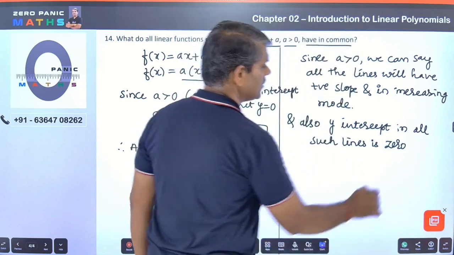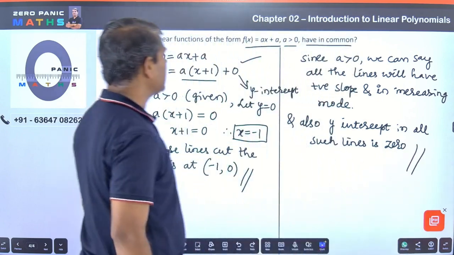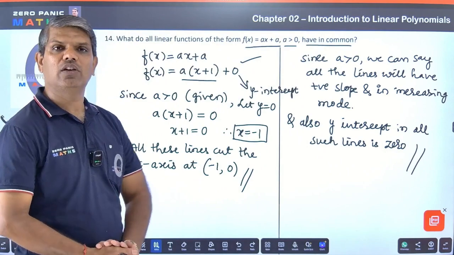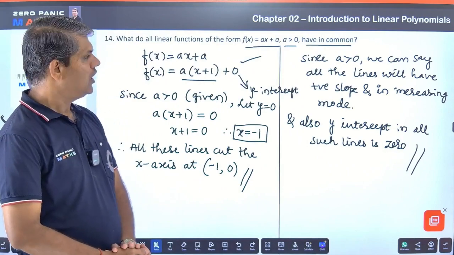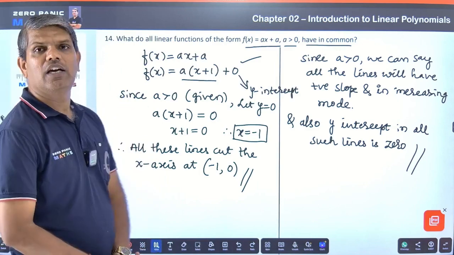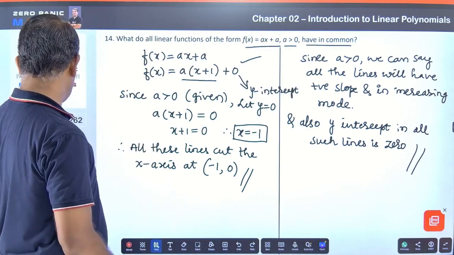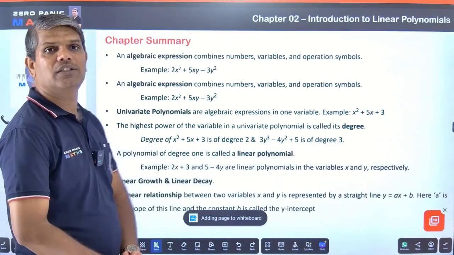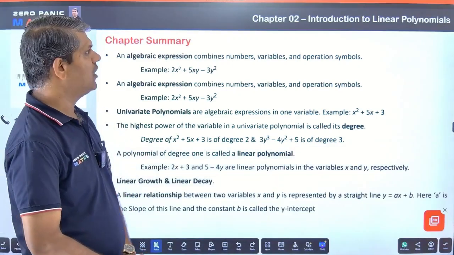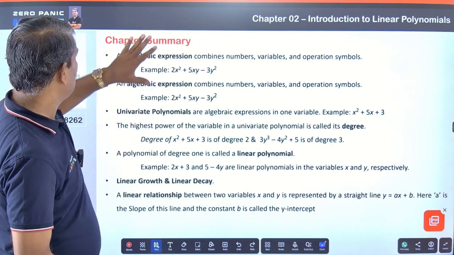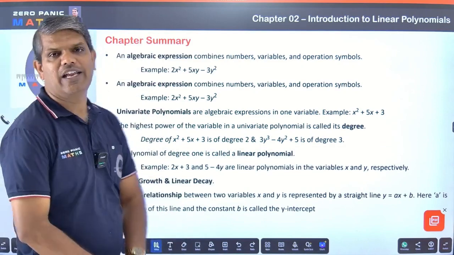Okay, so that is the last common point that you can observe. Understood this? Okay, so now this completes problem number 14, and this completes all the problems from the end of chapter exercises. Now let us quickly look at the chapter summary and end the chapter.